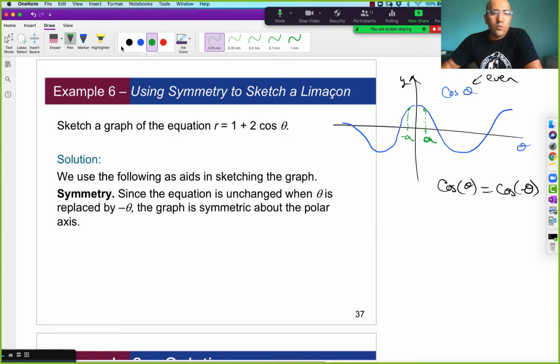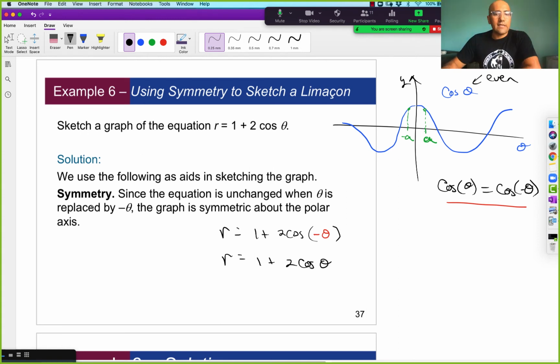So this work is kind of easy and a little silly, really. We have r equals 1 plus 2 cosine of, and then we decide to input a negative theta. Well, then by this property, we can just get rid of that and say that this is equivalent to 1 plus 2 cosine of theta. And so we've established that it's symmetric about the polar axis. We replaced theta with negative theta, and nothing happened. We got the original equation back. It's unchanged by that.